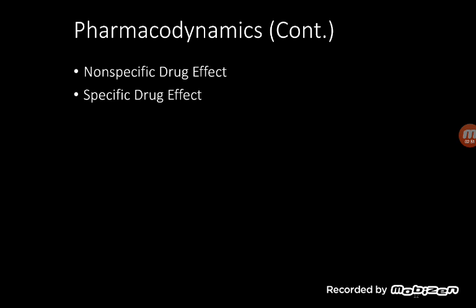Pharmacodynamics can also look at the non-specific drug effect versus the specific drug effect. For instance, we looked at beta-1 selective beta blockers versus ones that weren't so selective that affected both the beta-1s and the beta-2s and resulted in some asthma-type side effects.